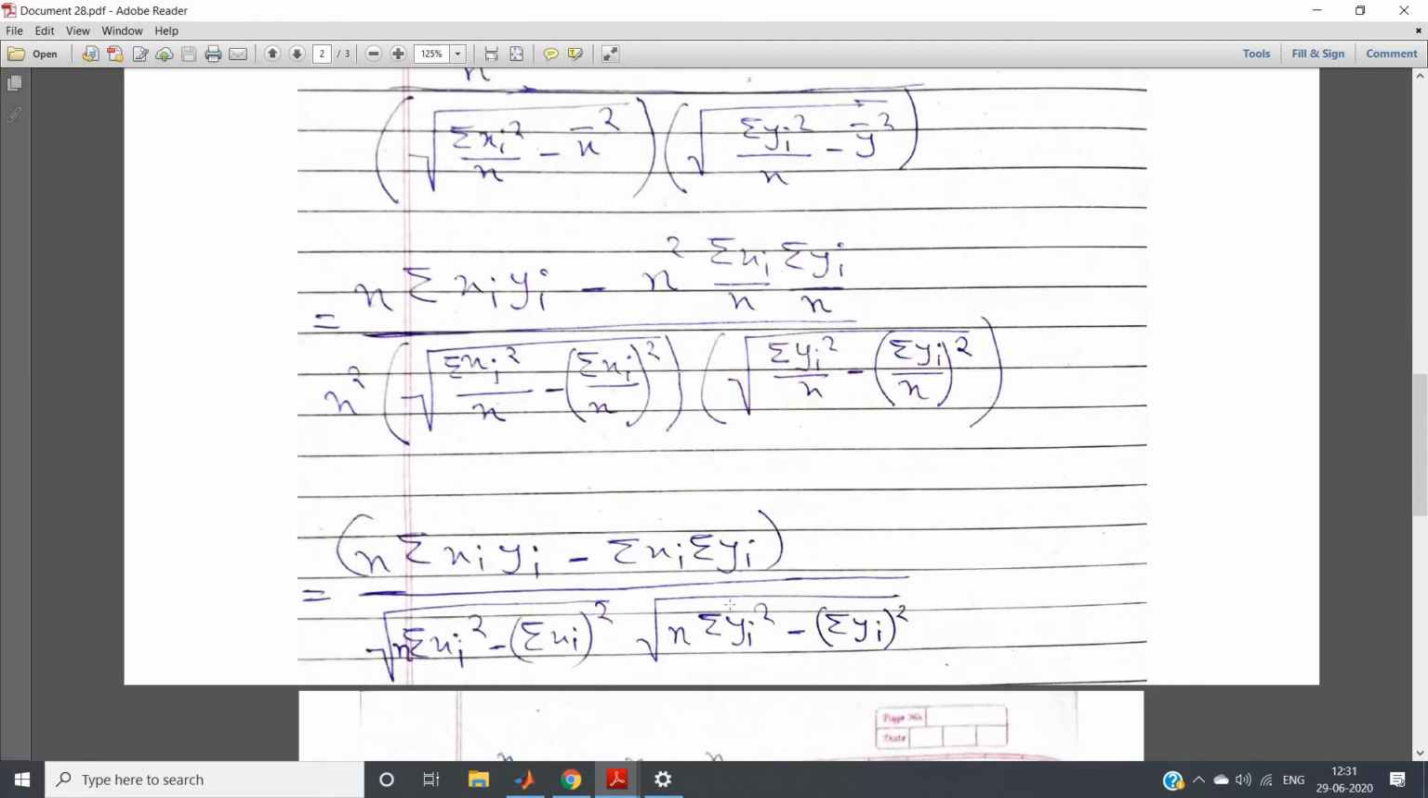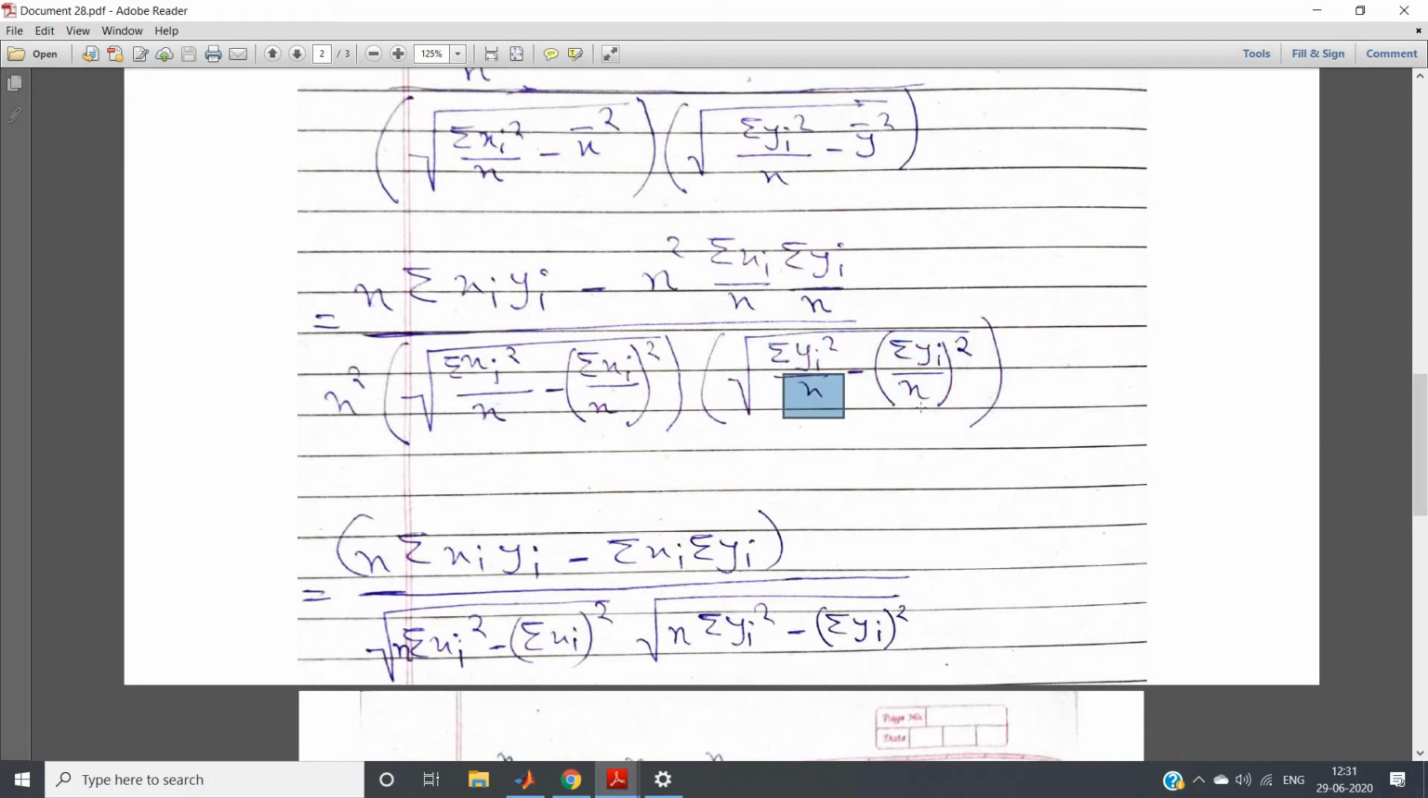So see, the numerator term as it is: n summation over xi yi minus summation over xi, summation over yi. Why? Because this n and this n square are cancelling each other, right? And then observe what I have done in the denominator. Very important. See, basically I have just taken the LCM of this equation and this equation. So if you take the LCM, this part is n square and this is n.